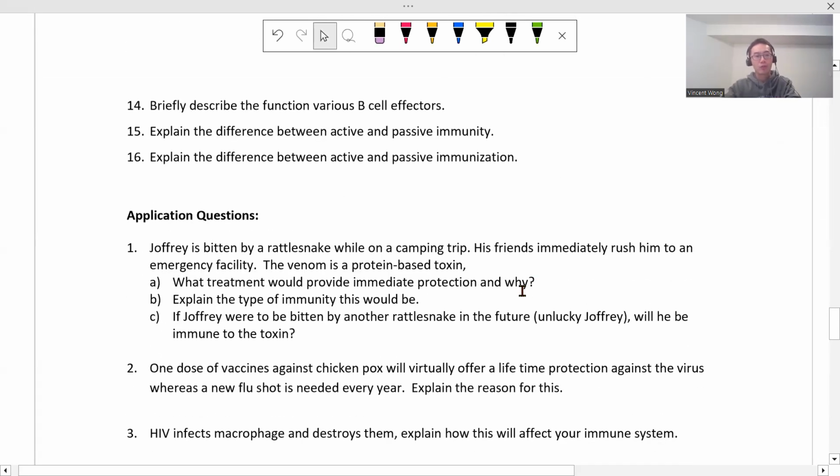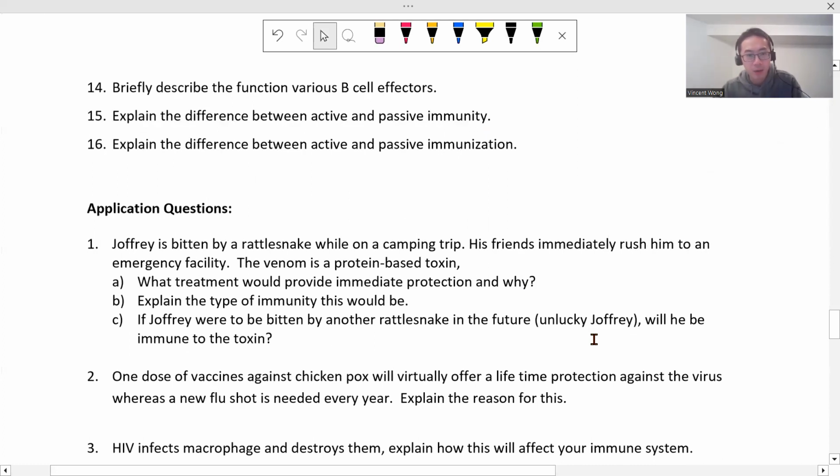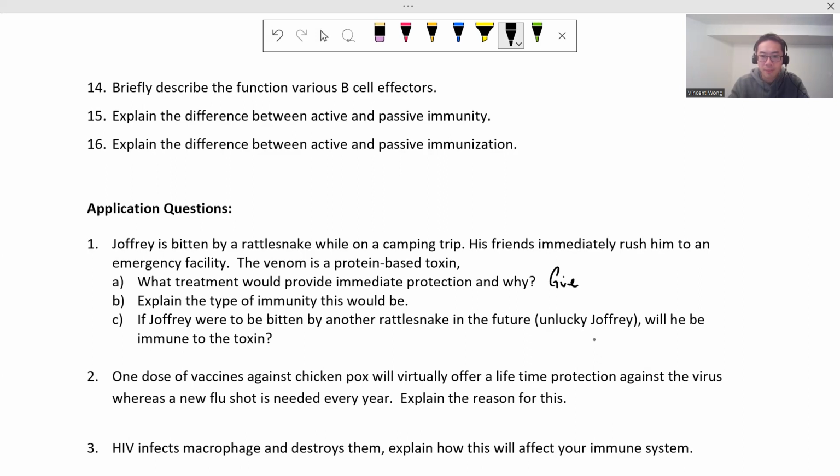All right, back to our application question here. Joffrey is bitten by a rattlesnake while on a camping trip. His friends immediately rush him to an emergency facility. The venom is a protein-based toxin. What treatment would provide immediate protection and why? We can give serum, which is passive artificial. That's right. So we can give him a serum.